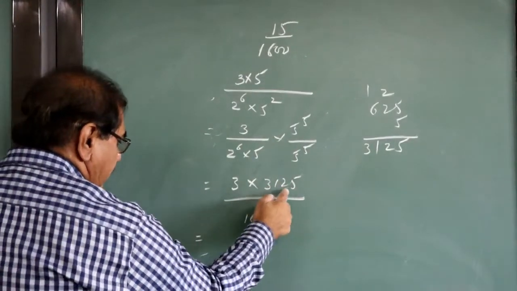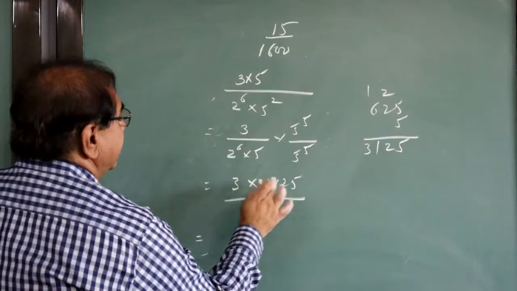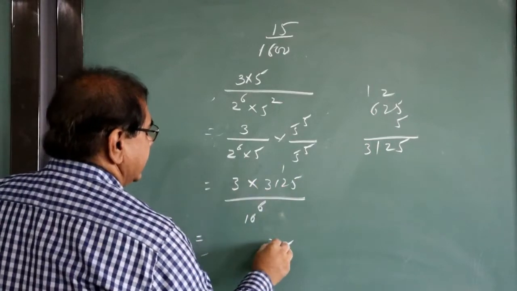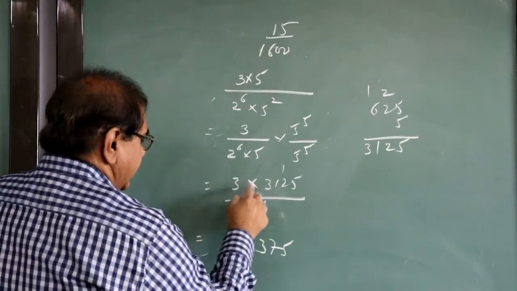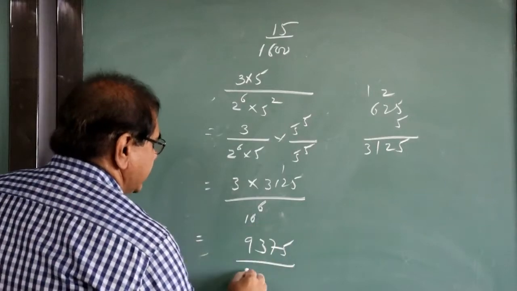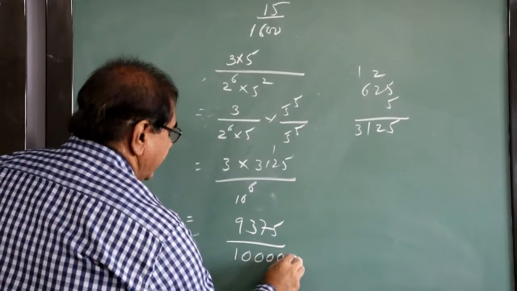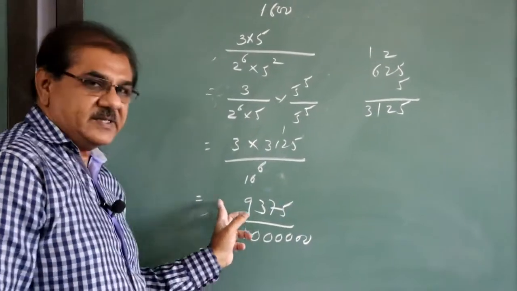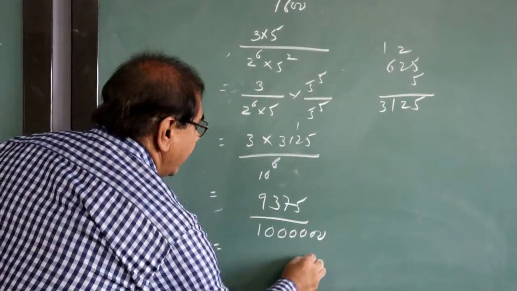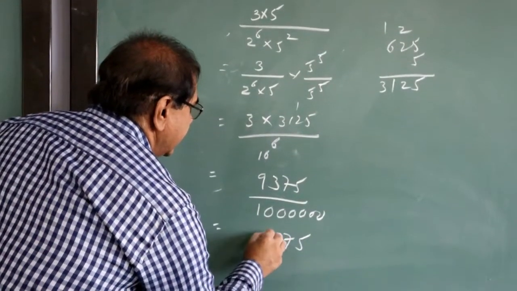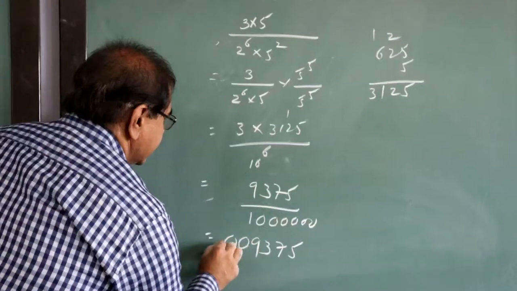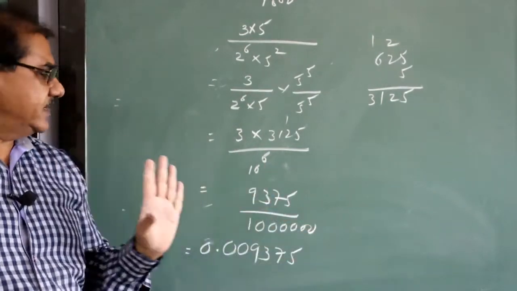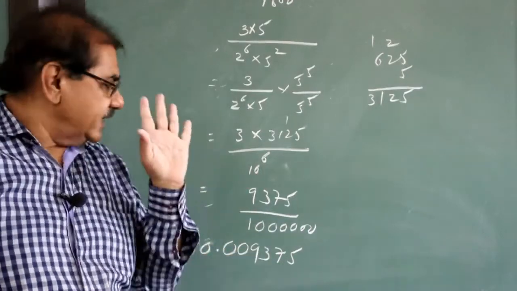So now 3125 3s are, we can write the answer directly. 5 3s are 15, 1 carry forward, 3 2s are 6 and 1 7, 3 1s are 3, 3 3s are 9, upon 10 raised to 6, means 6 zeros. So after the decimal point I want 6 digits. So 1, 2, 3, 4, 5 and 6. So 0.009375 is the decimal expansion, which is terminating.